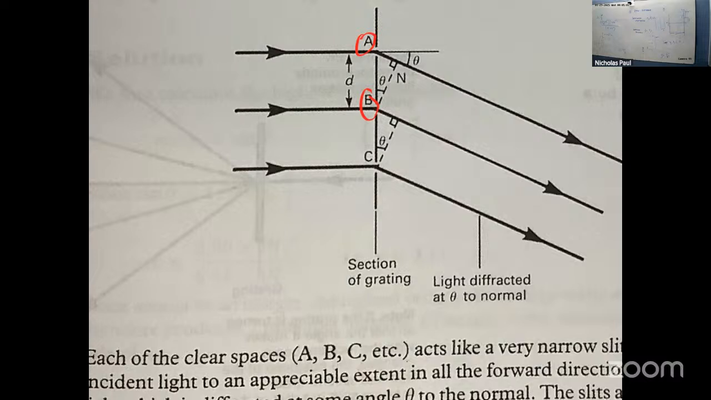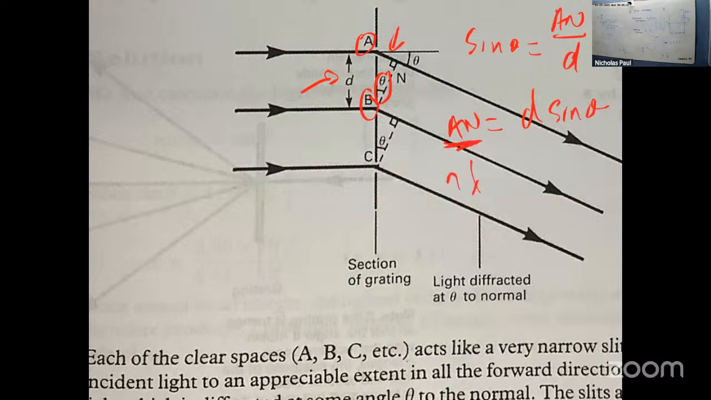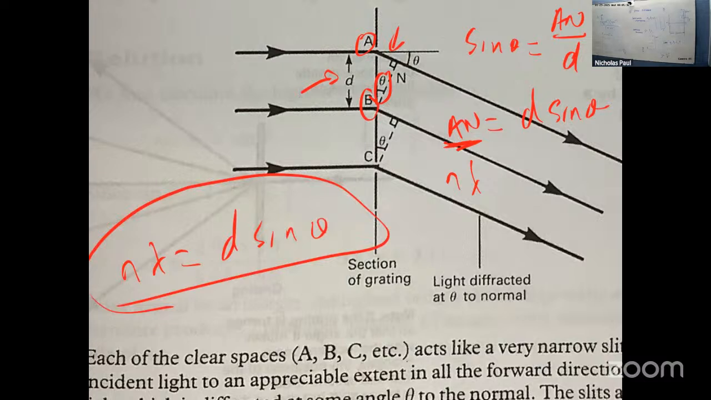If I do a little bit of maths, I can see that sine theta is equal to opposite, which is the path difference En, over hypotenuse, which is d. It means that En is equal to d sine theta. And remember all of them are in phase, so En is equal to n lambda. So now n lambda is equal to d sine theta. That's okay? That's what we had to understand. So can you redraw this diagram and explain how d sine theta equals n lambda?